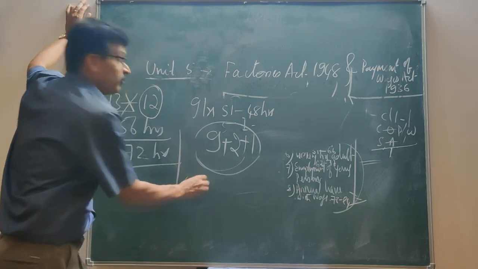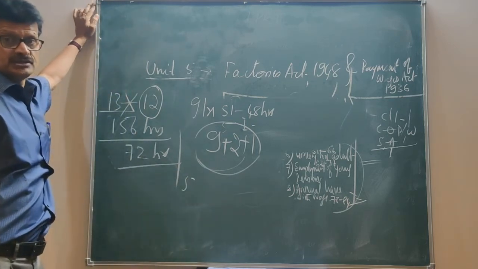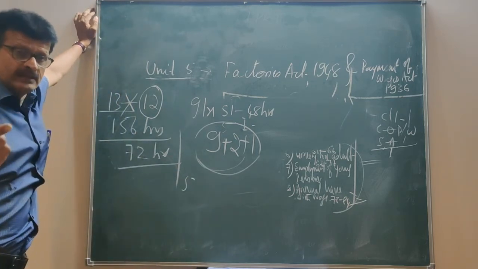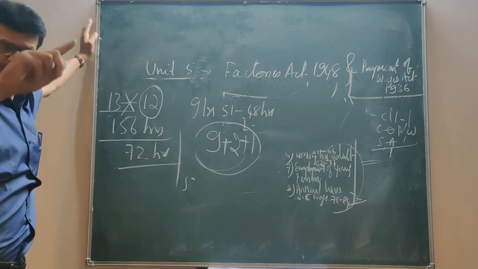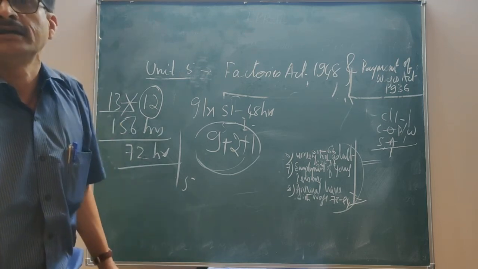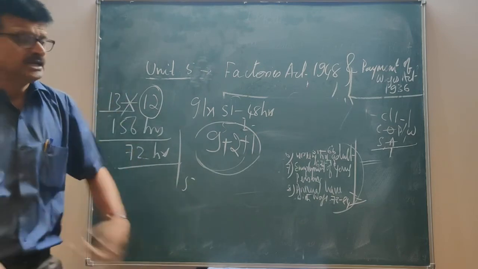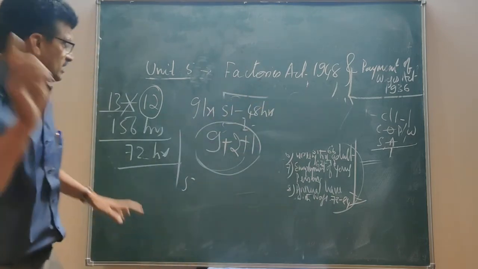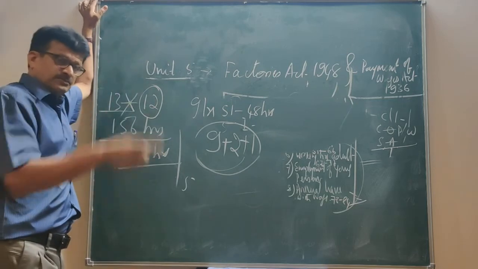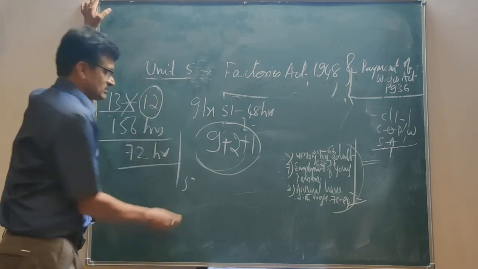Then 56, overlapping of shifts. Overlapping means one shift ends, another shift should begin. But there should not be overlapping. Even before one shift ends, if another shift begins, it's wrong. Therefore, your shift schedules must be quoted to the inspector also.